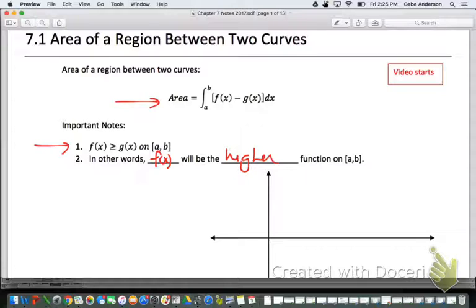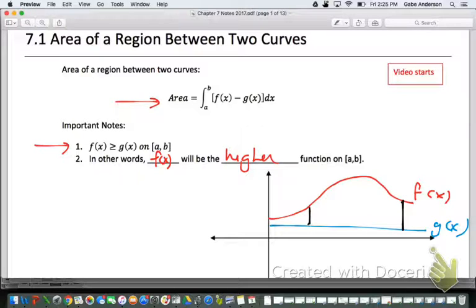So if we look at a graph, it could look something like this, where this would be f of x, and maybe g of x would be down below it somewhere, perhaps like that. And we could cut that region off, say, here and here, maybe that's A and B. We could then find this area between those two curves. And let's talk a little bit about why that formula up here is what it is.